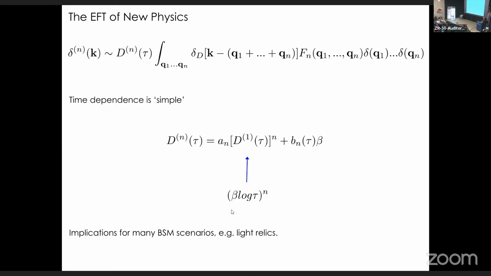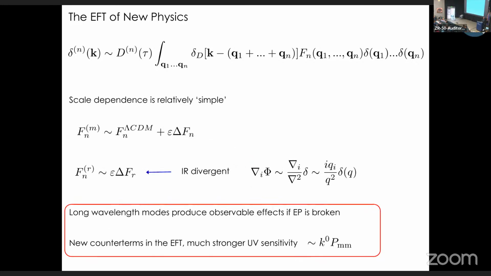And this result is actually much more general. It's true, for example, if you have light relics. It's true if you have dark matter-dark radiation interaction. It's true in many, many scenarios. Then we have to look at the F's. And now you have two F's, one for the total perturbations, one for the relative fluctuations. And so you have to compute the corrections to those.